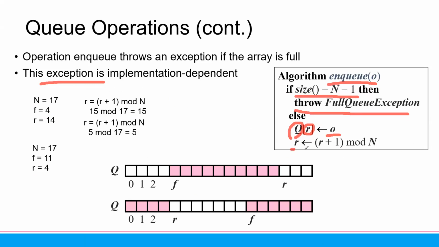And then r will be increased by 1. But of course, we need to do it modulo n, because r can be in the rear part. So we need to use modulo n.